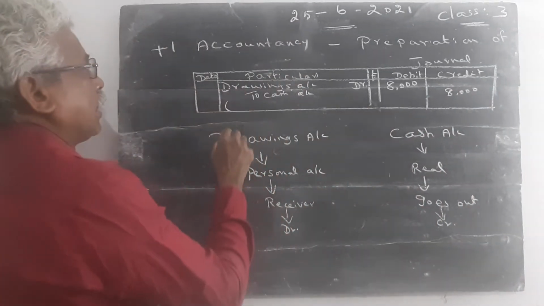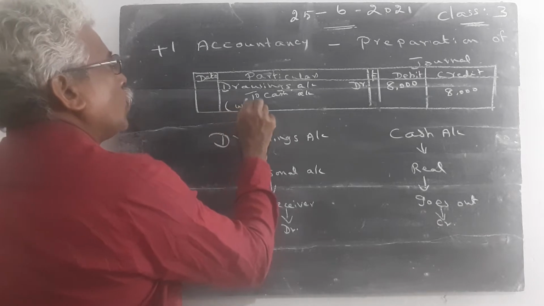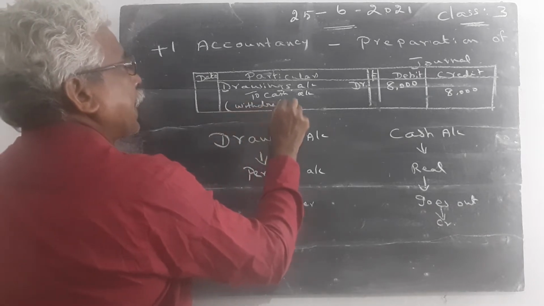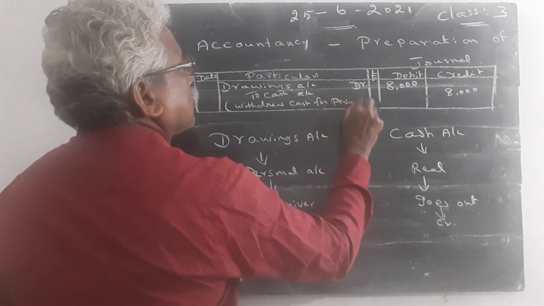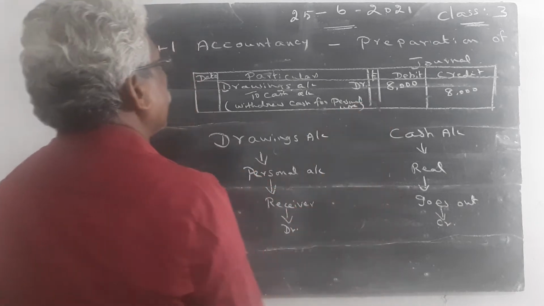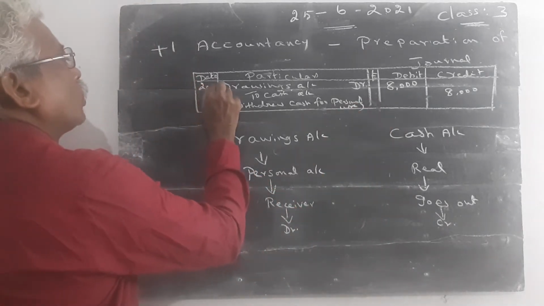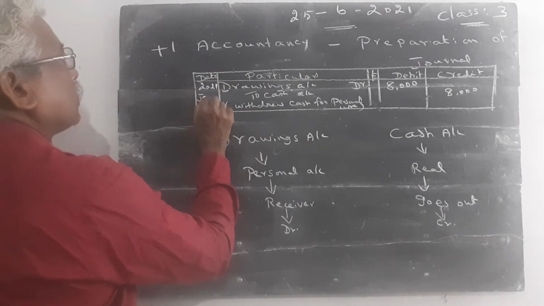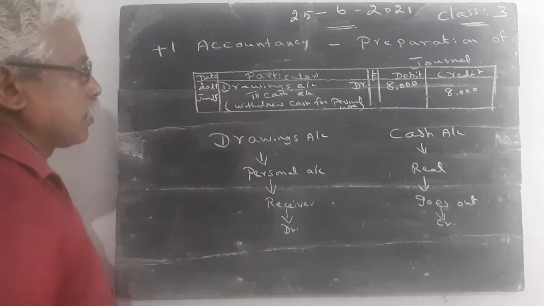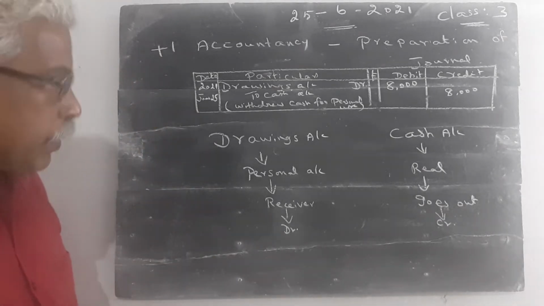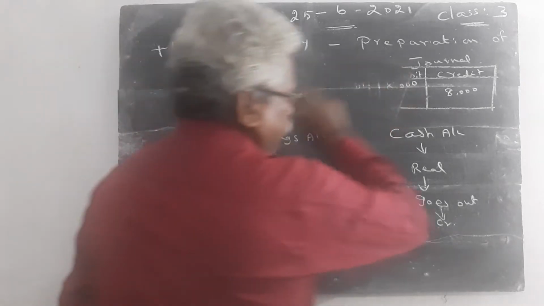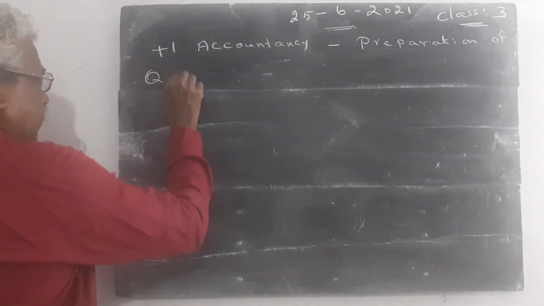Here we write the narration: withdrew cash for personal use. Here you write the date, 2021 June 25. Question number 6 is also completed. Then I want to explain question number 7.